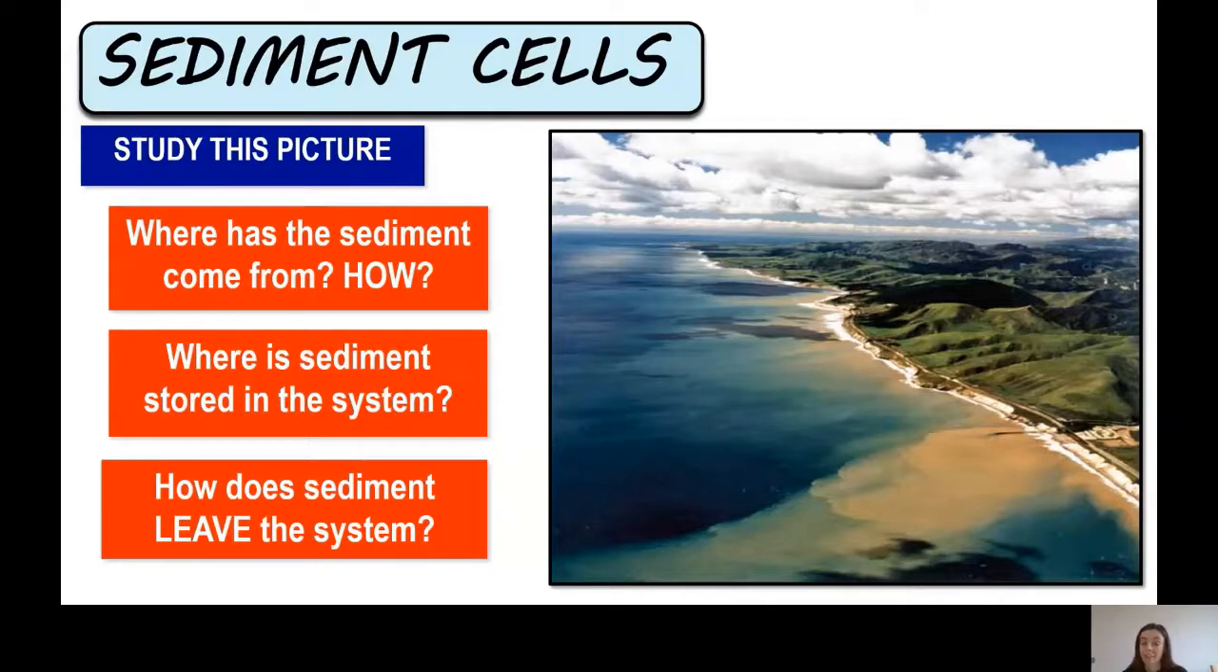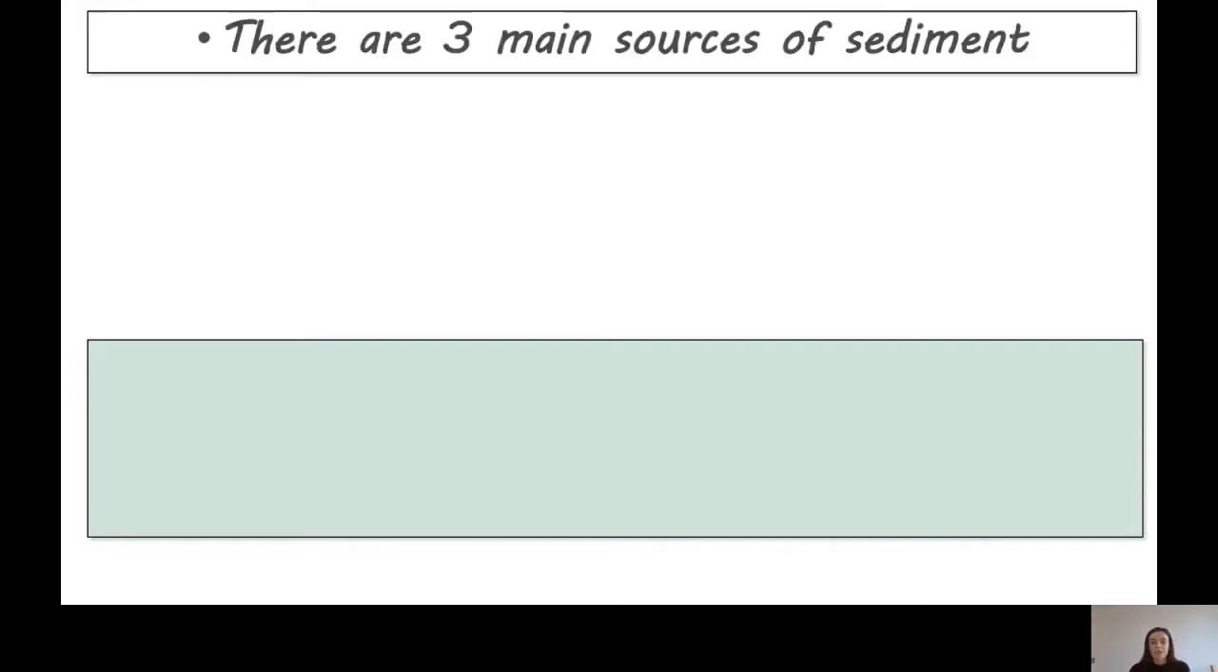Where is it stored in the system? And how does it leave the system? Okay, so in order to cover that, I wanted to show you this slide. So there are three main sources of sediment.